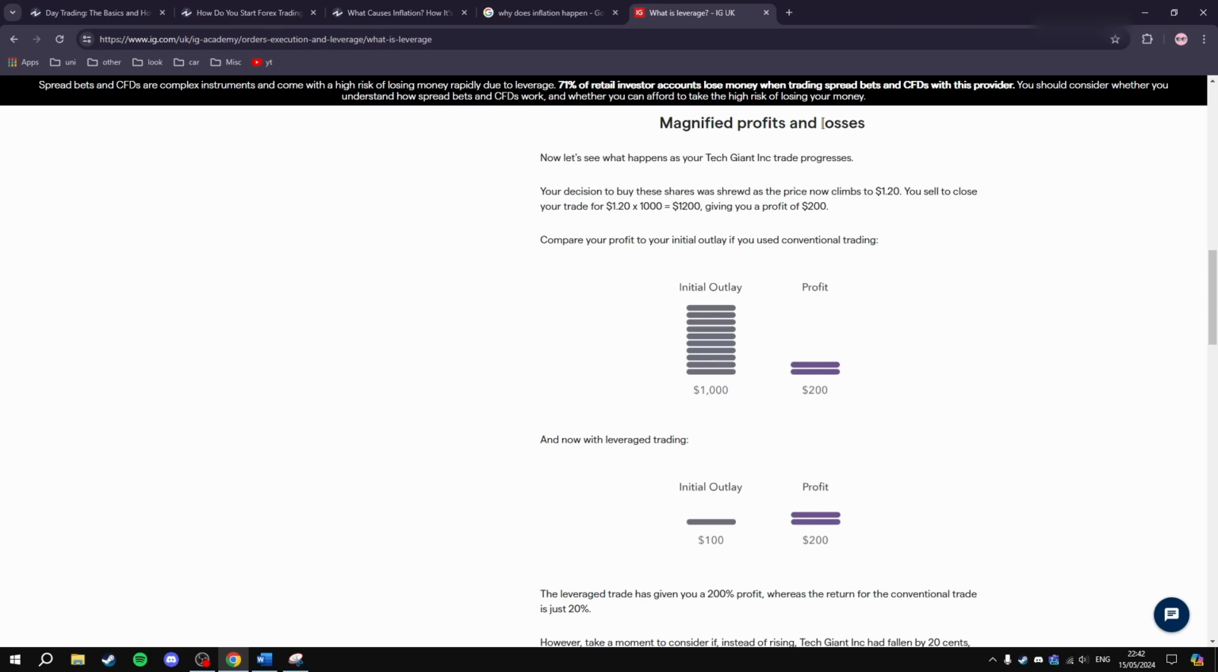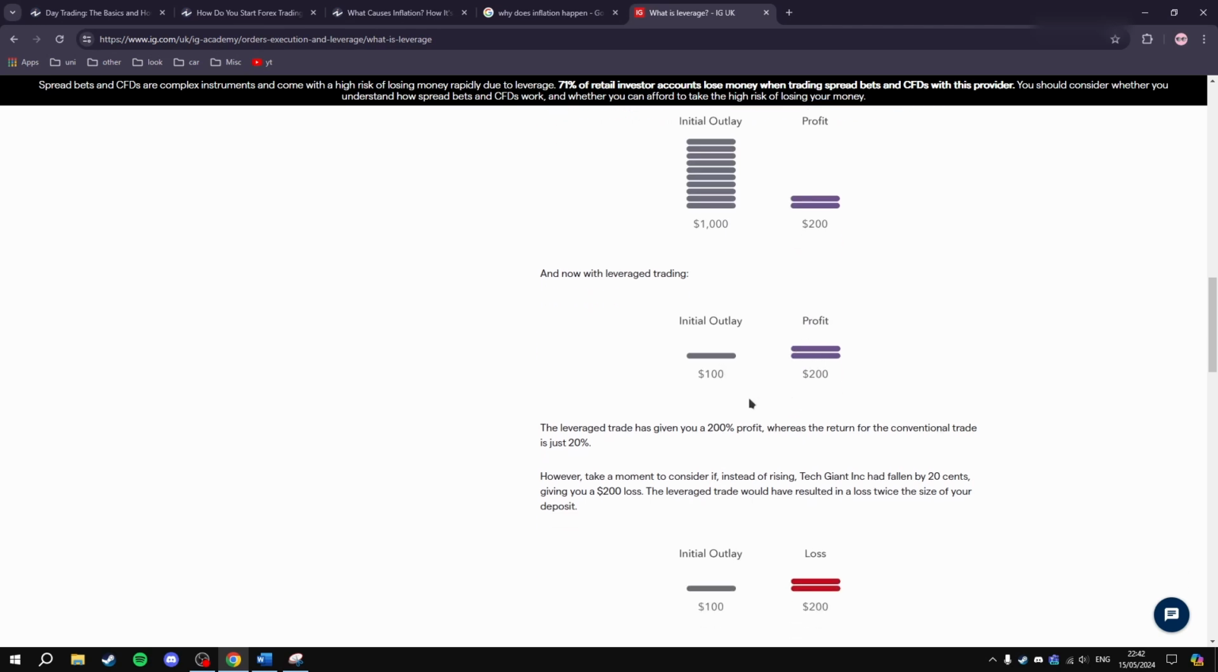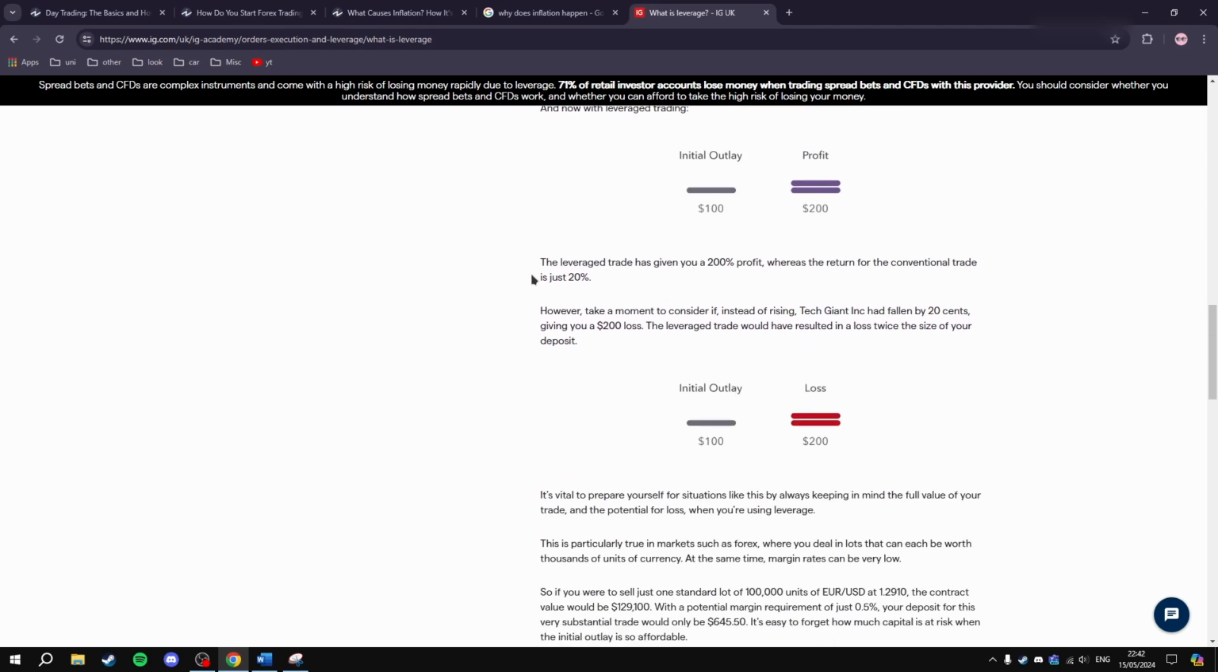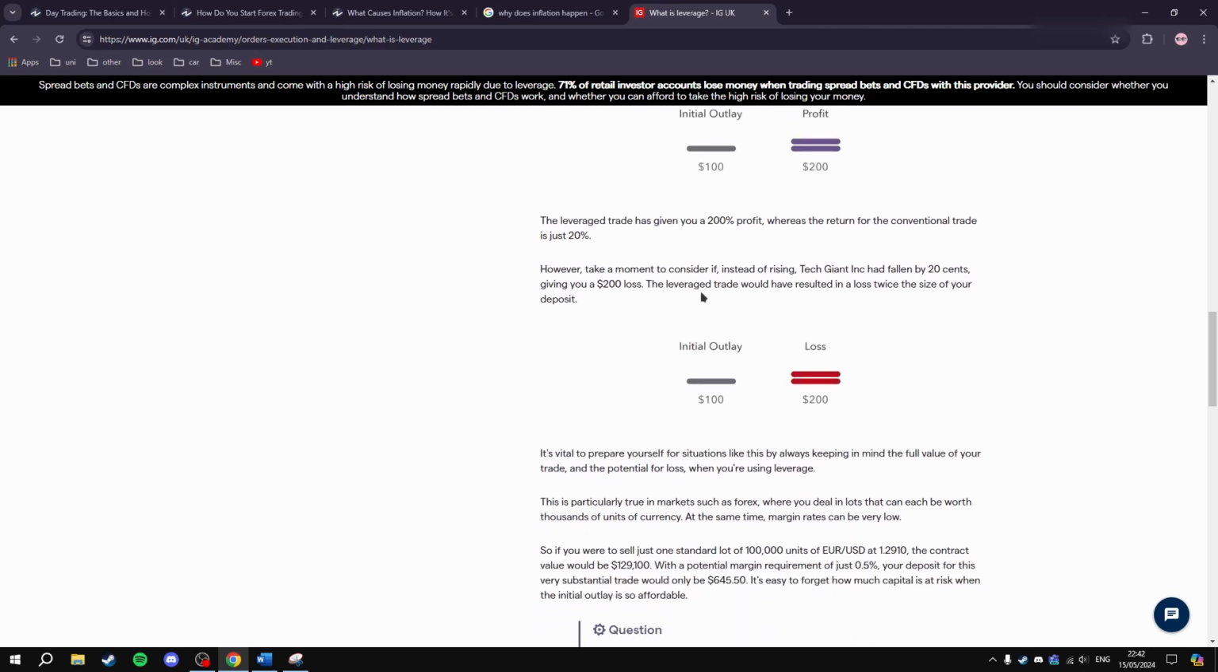Compare your profit to initial outlay if you used conventional trading. Initial outlay $1,000, profit $200. And now with leverage trading, initial outlay $100, profit is $200. The leverage trading is giving you a 200% profit, whereas the return for the conventional trade is just 20%.